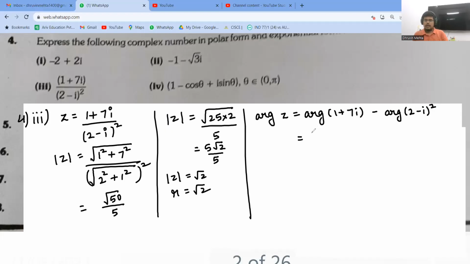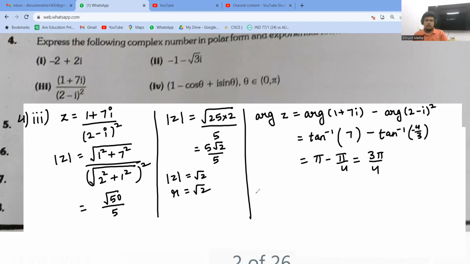So you will get tan inverse 7 minus tan inverse of 2. (2 minus i) the whole square will become 4 minus 4i plus i square. So are you getting 3 minus 4i, Arush? Yes, 3 minus 4i, which is tan inverse of 4 by 3 minus. Then solving with the properties of tan inverse, you will get tan inverse minus 1, which is pi minus pi by 4, which is 3 pi by 4.